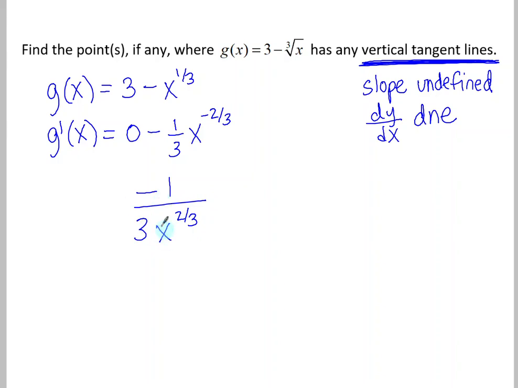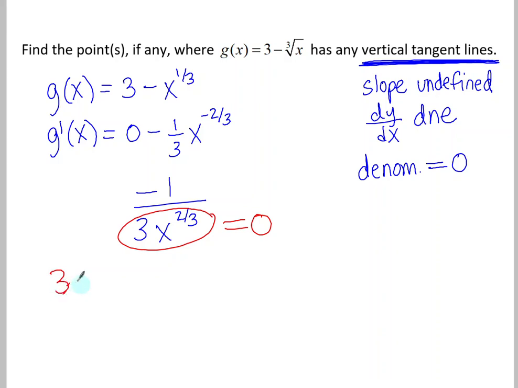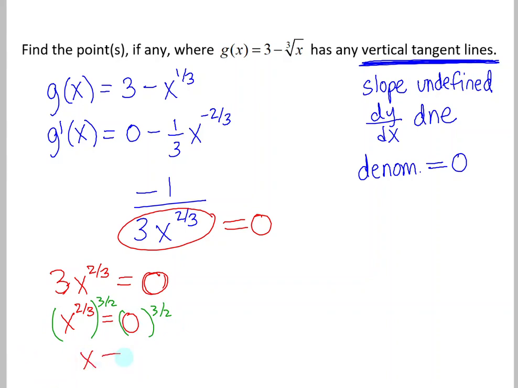Now, this is my derivative. Where does something not exist? In this case, it's where the denominator equals 0. Just the denominator. So I'll rewrite 3x to the 2/3 by itself equals 0. I can divide by 3 and get x to the 2/3 equals 0, and then I can raise both sides to the reciprocal exponent 3/2 and get x equals 0. So there is a point where g of x has a vertical tangent line. It's at x equals 0.